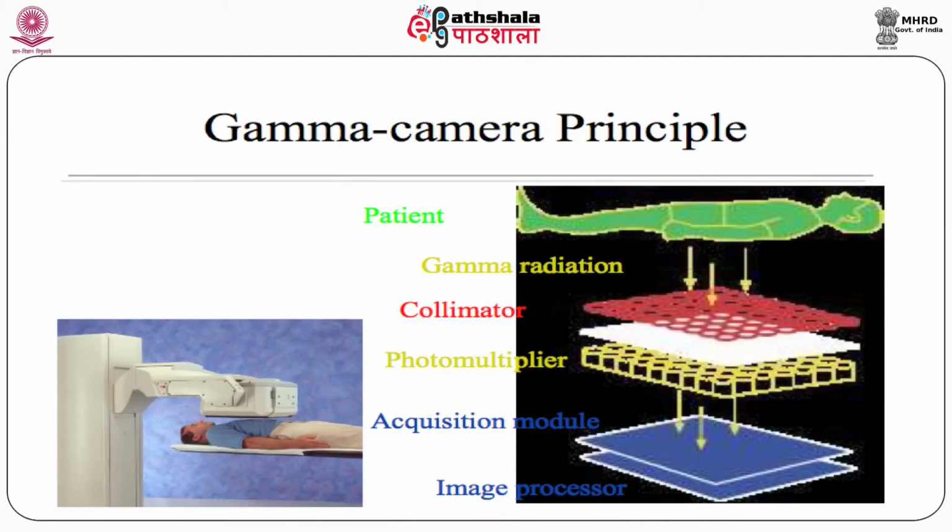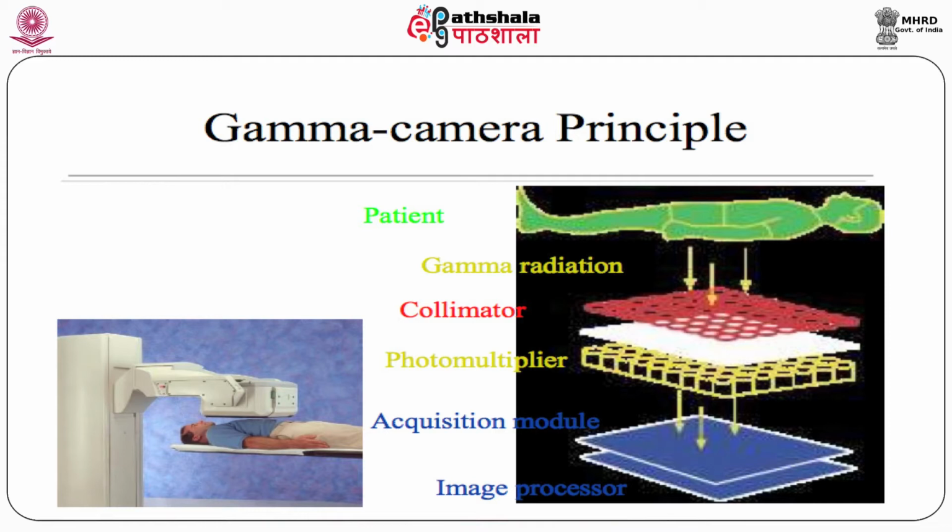Now we have understood radiopharmaceutical. Again, the radiopharmaceutical goes inside the body, radiation starts coming out, and finally what happens? It is going to be detected by a special device. This special device is nothing but a gamma camera. What is a gamma camera? A gamma camera is an image acquisition mode.